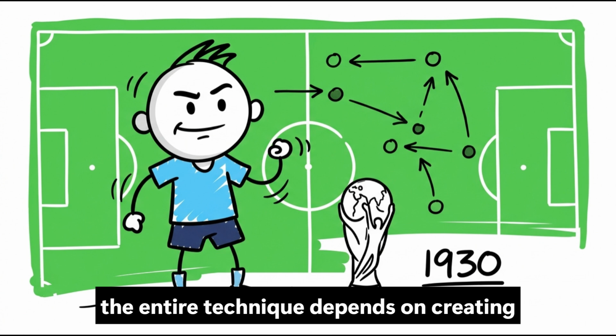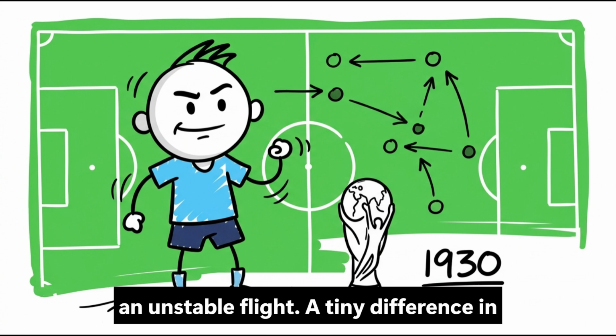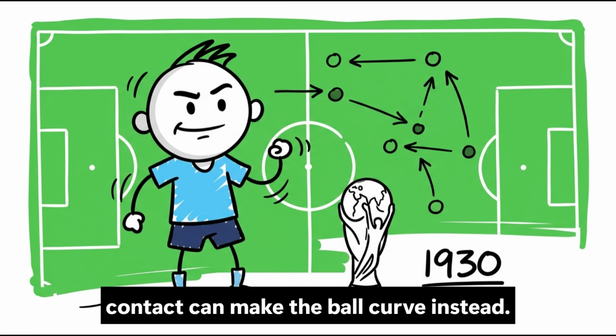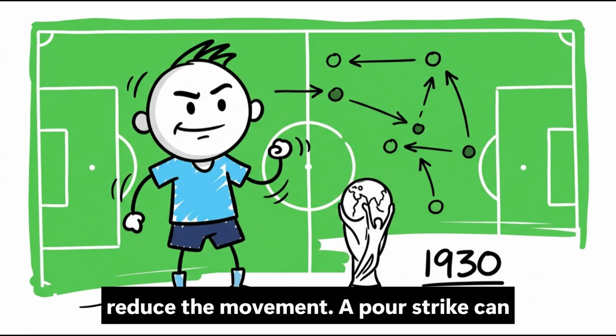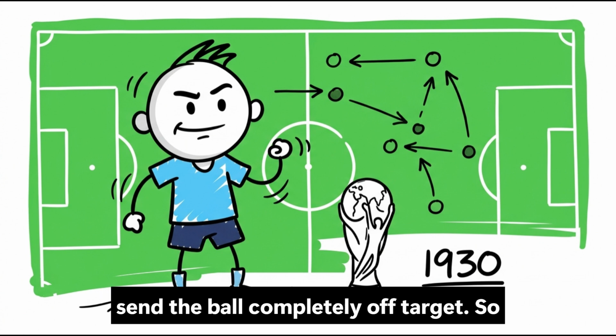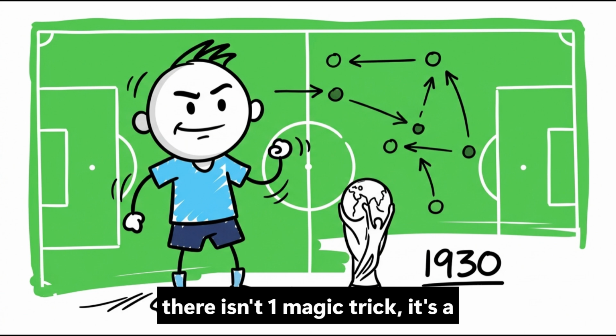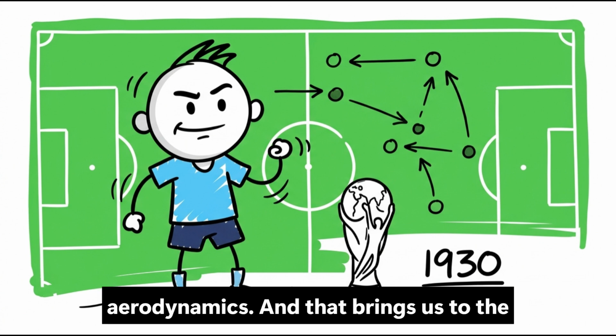That's because the entire technique depends on creating an unstable flight. A tiny difference in contact can make the ball curve instead. A slightly different amount of spin can reduce the movement. A poor strike can send the ball completely off target. So there isn't one magic trick. It's a combination of mechanics and aerodynamics.